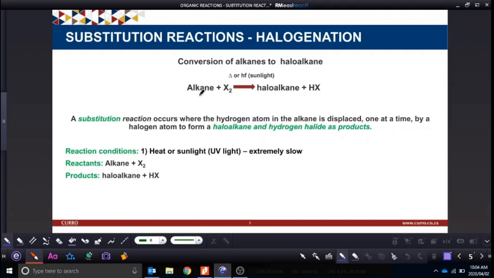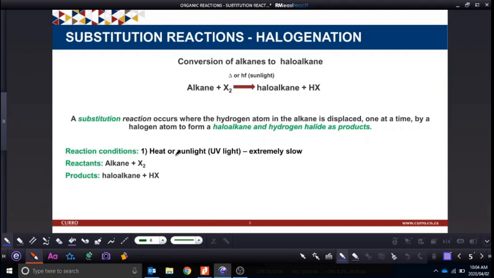So the alkane will react with the halogen. We will form a haloalkane and a hydrogen halide. So a substitution reaction occurs where the hydrogen atom in the alkane is displaced one at a time by the halogen atom to form a haloalkane and a hydrogen halide as a product.